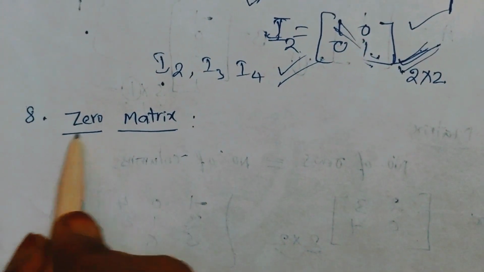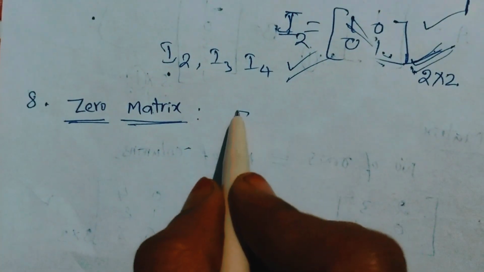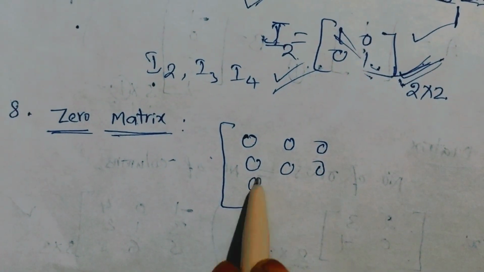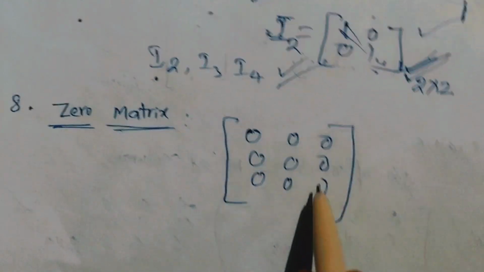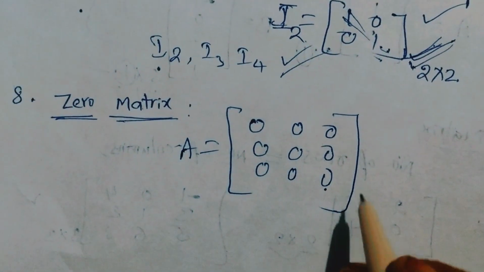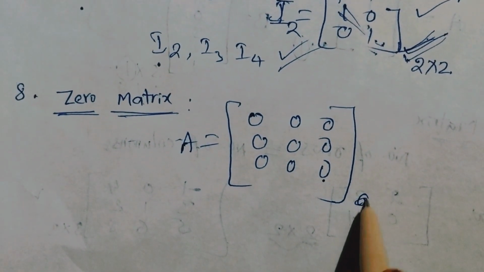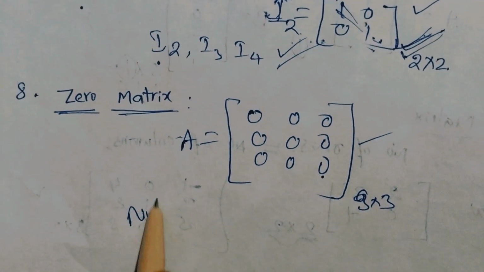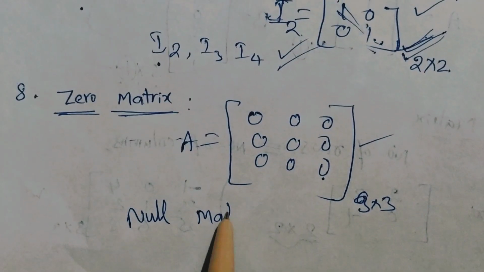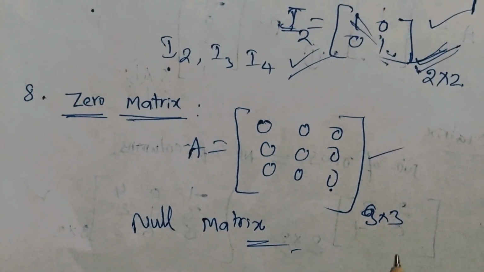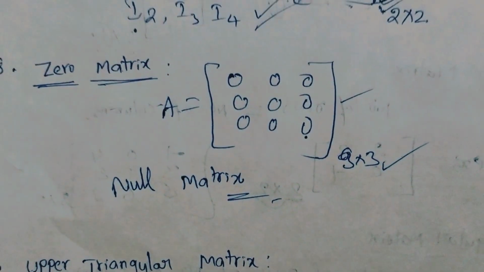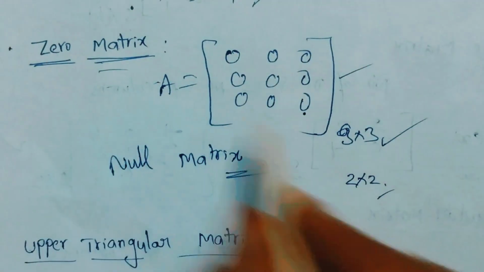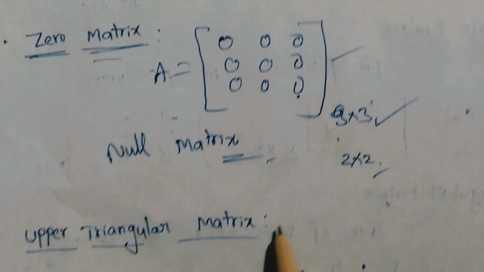And next, the zero matrix, which you already know. A matrix in which all elements, all entries, are zeros is called a zero matrix or null matrix. It can be of any order, 3 by 3, 2 by 2, anything else, and that is called the zero matrix.